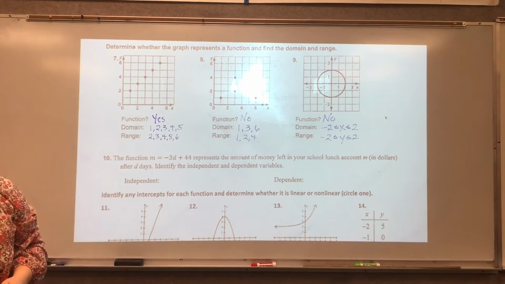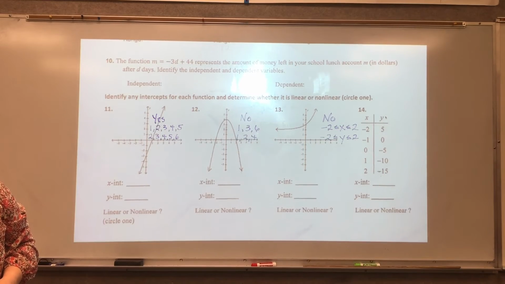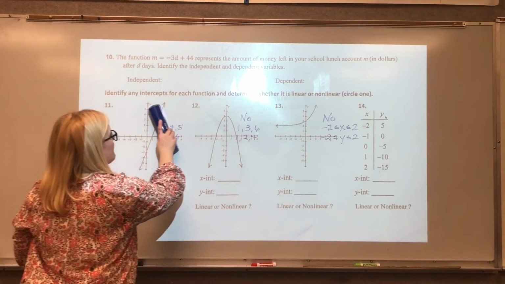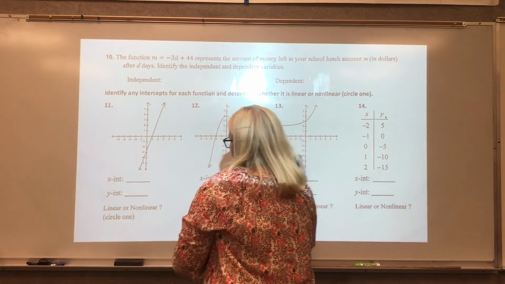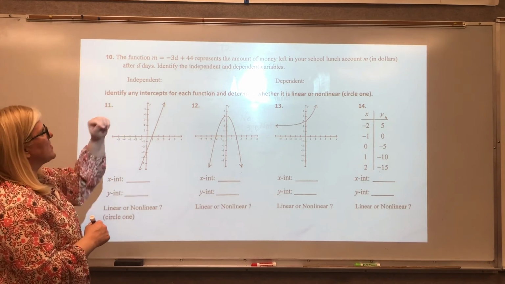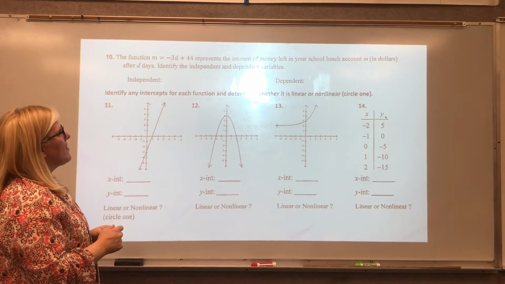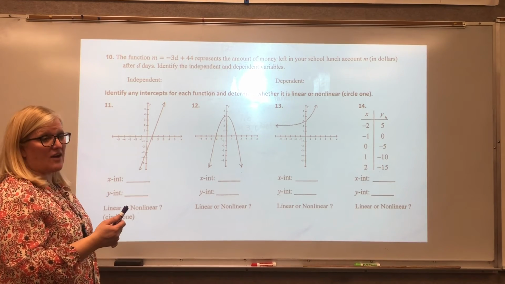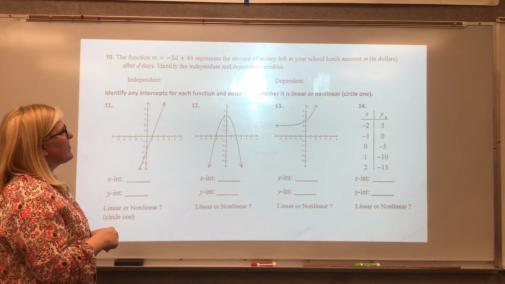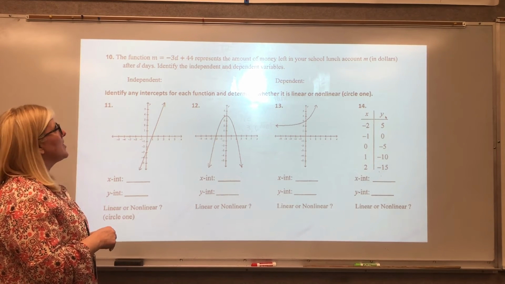All right, let's move on. Number 10, the function. Now this one might be a little tricky because we don't have x's and y's in this one. But it says, hang on, let me grab a marker. The function m equals -3d plus 44 represents the amount of money left in your school lunch account, m in dollars, after d days. Identify the independent and dependent variables.